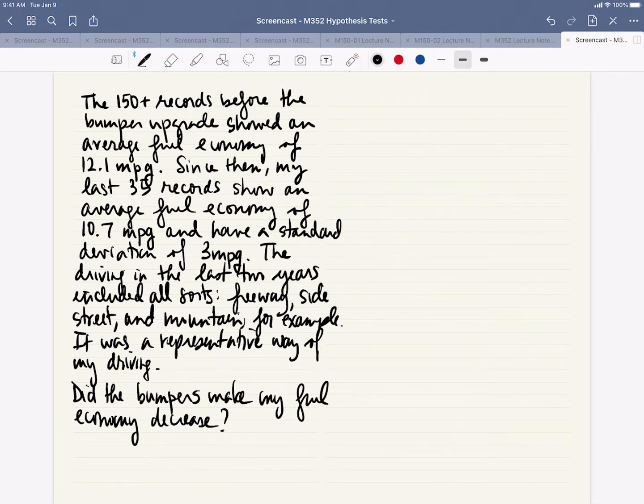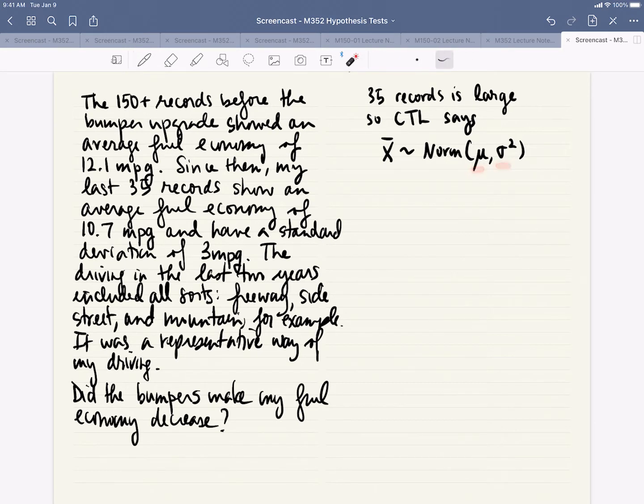What do I expect my fuel economy to be? Well, in the 35 records, that's a large data set. 35 records is large, right? It's bigger than 30. So that's cool. So the central limit theorem says my sample mean distribution is normal, with mean mu and variance sigma squared. So what are our mean and our variance?